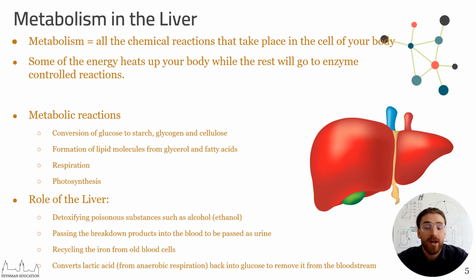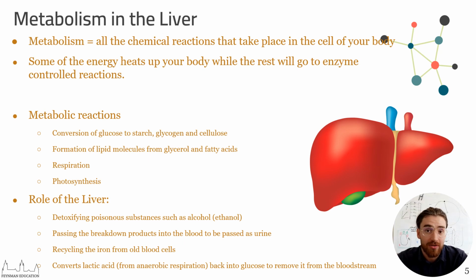Now where is this energy going to be used? The energy coming from anaerobic or aerobic respiration goes towards your metabolism. Now your metabolism is all the chemical reactions that are going to take place in each cell of your body. A lot of these chemical reactions are going to involve enzymes and they're going to generate a lot of heat. Now, most of these chemical reactions are going to be happening in your liver.